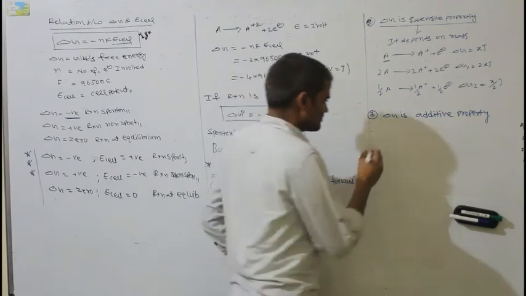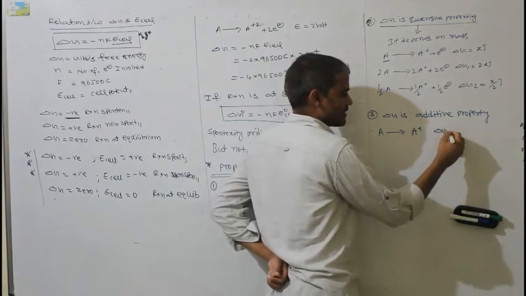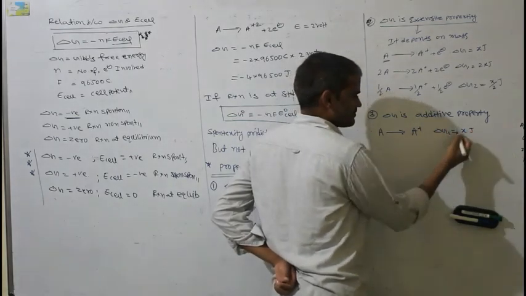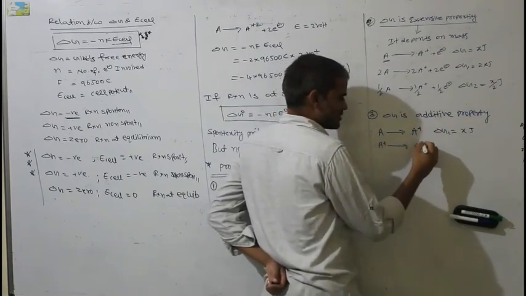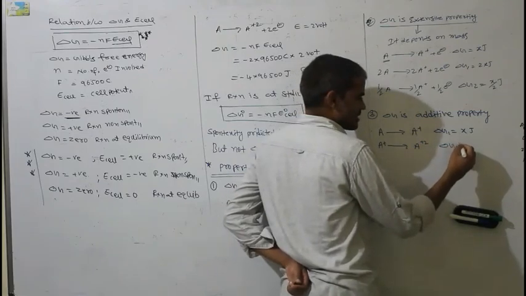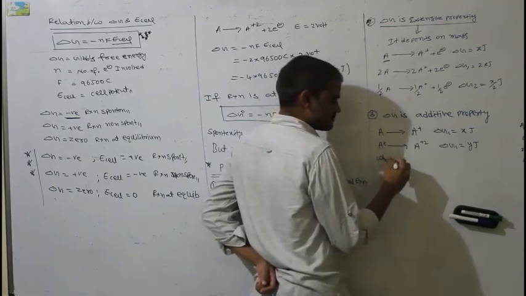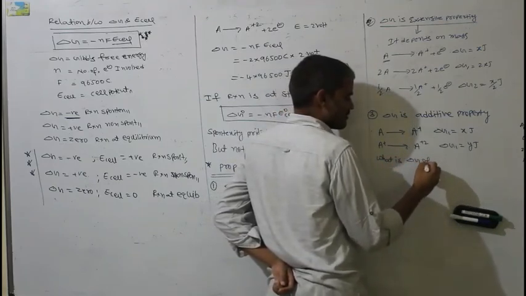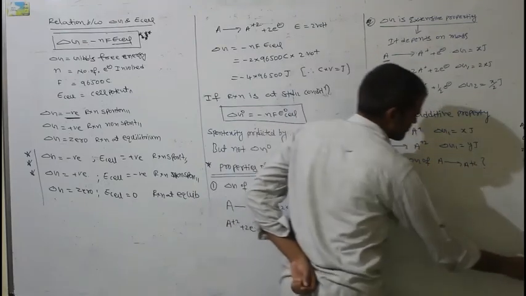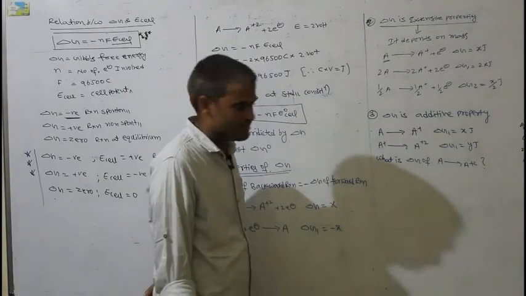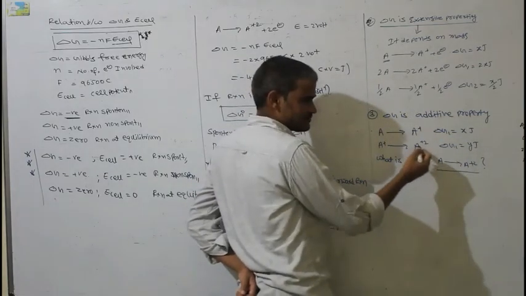For example, A converted into A plus, del G1 equals X joules. A plus converted into A plus 2, del G of this reaction equals Y joules. Then what is del G of A giving A plus 2? This is the question. A gives A plus 2. This reaction will come by adding these two.